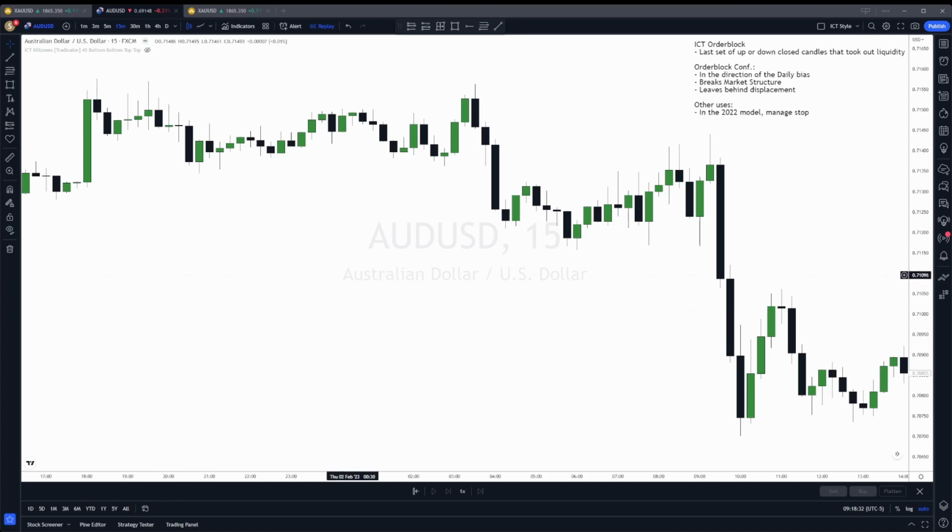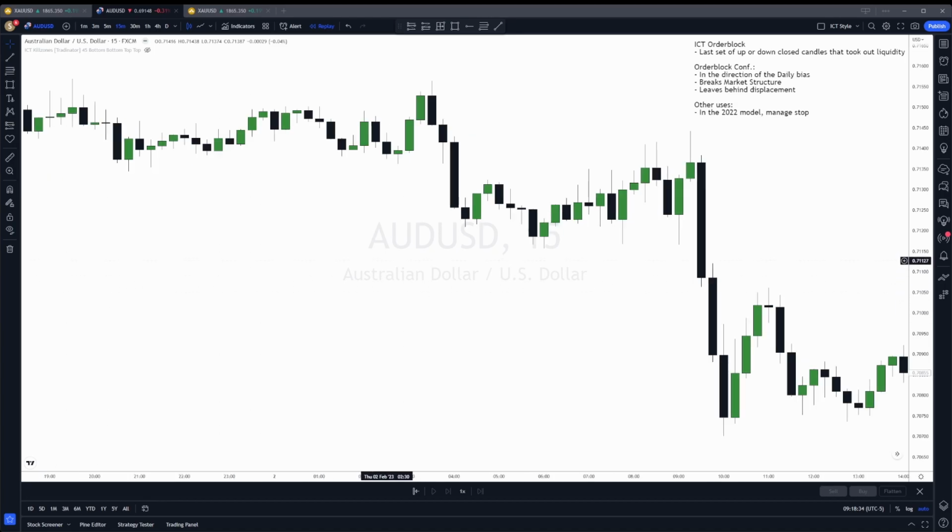If you look at this chart, you can perhaps already spot it. I see a really nice order block right here. So as we can see, we built up some liquidity right here. We then took it out with these candles right here. Now, what do we see? If we just read the text again, last set of up or down closed candles that took out liquidity. So what is the order block right here? This is going to be your order block.